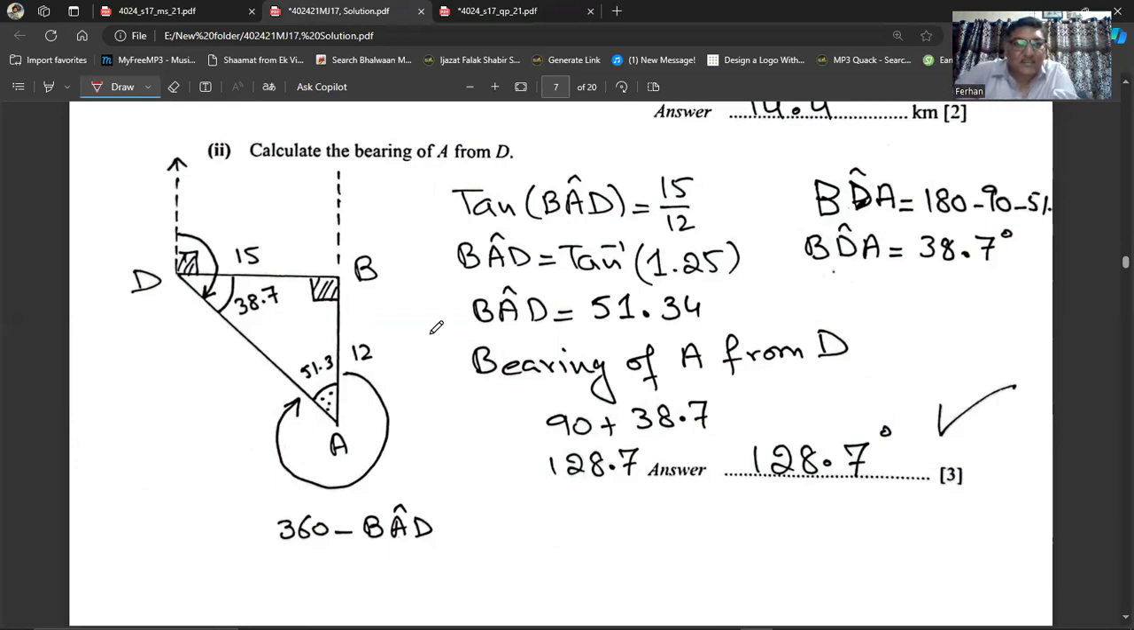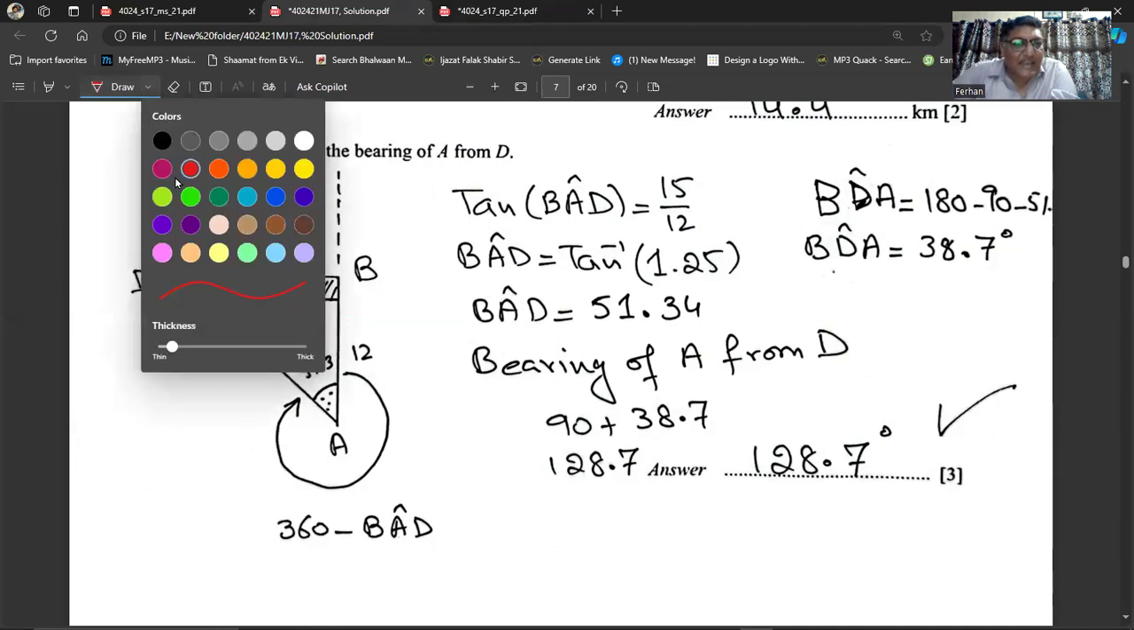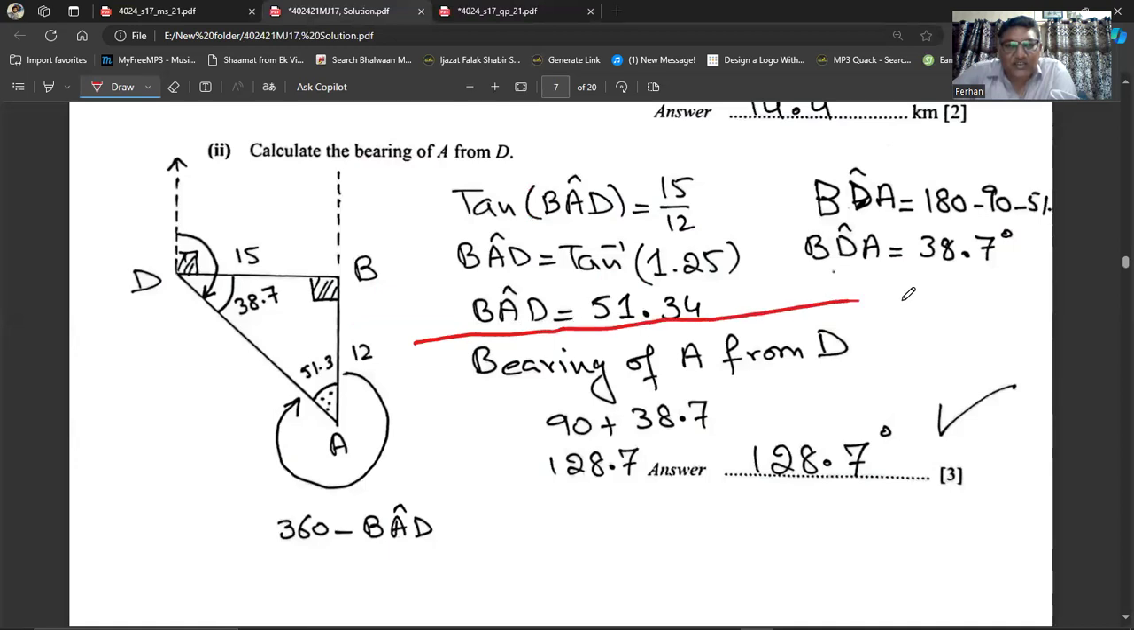Once I know this, we have done that calculation. Then I will find out this angle, BDA. That will be 180 minus 90 minus 51.3. And it will be 38.7. Now the bearing of the A from the D will be this whole angle. This is 90, this is 38.7. Just add them up, and that is the bearing of the A from D. So it is 90 plus 38.7. That is 128.7.